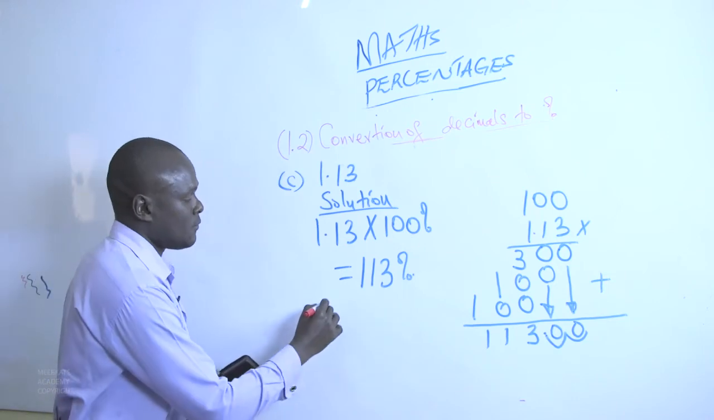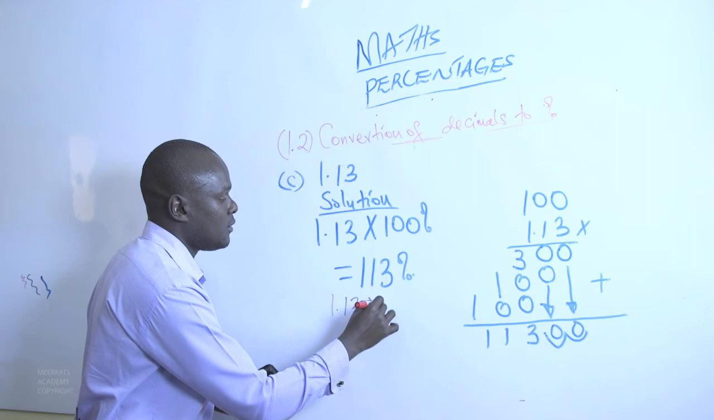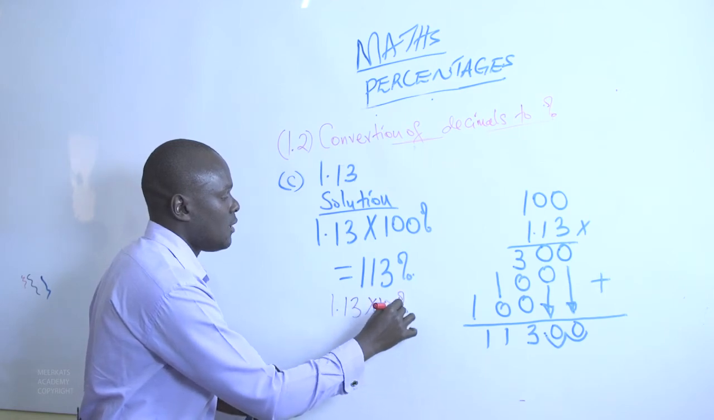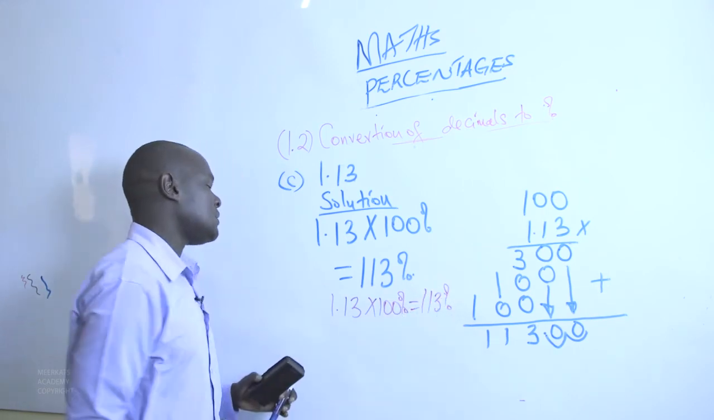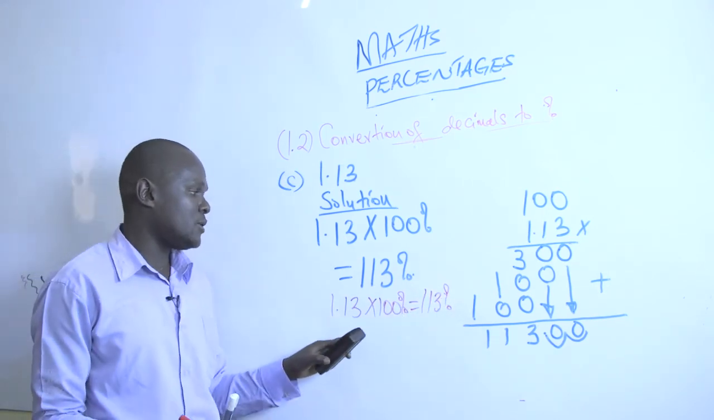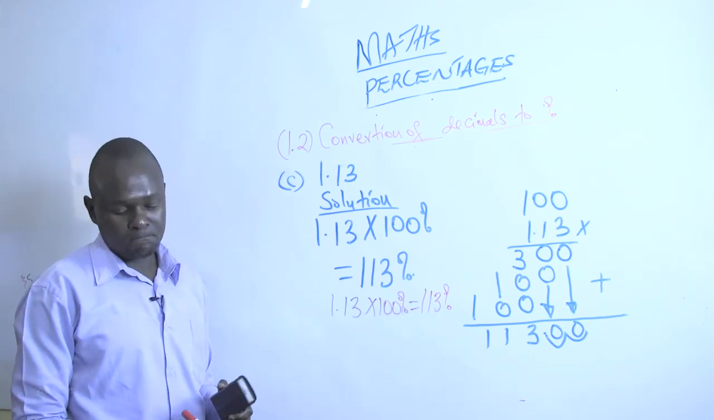So we are saying 1.13 multiplied by 100% is giving us 113%. That is the number. 1.13 is the same as 113%.